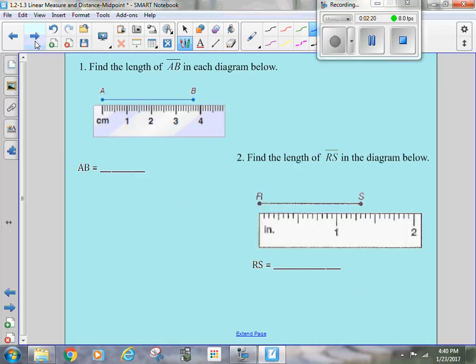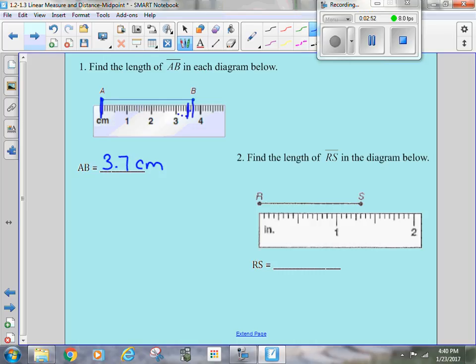So we're going to find the length of segment AB in the diagram below. A is starting here at 0, and B, looking up, you can see comes down to about 3.7 centimeters. Notice that there are 10 little tick marks within each of these, and here's our 5 and then 6, 7. It's a little hard to see, but if you get close and look.